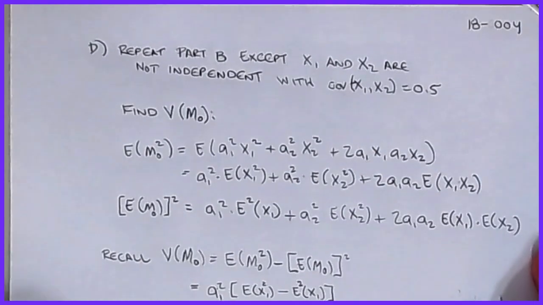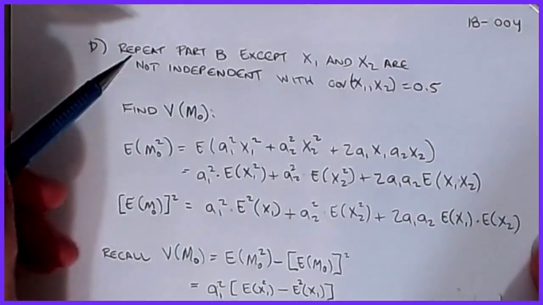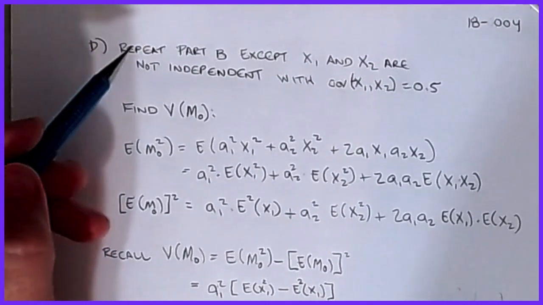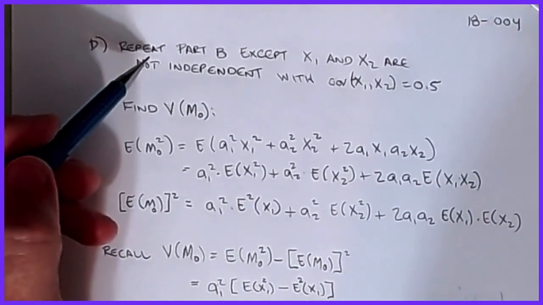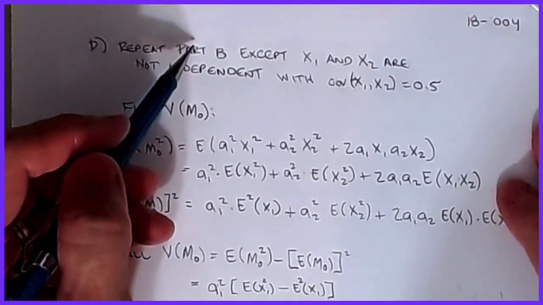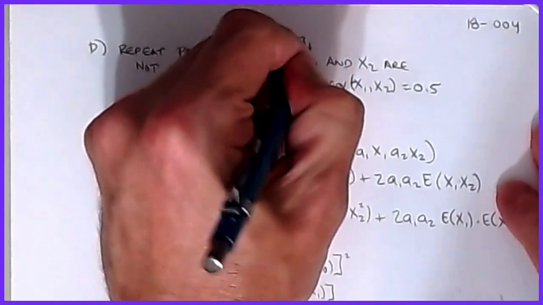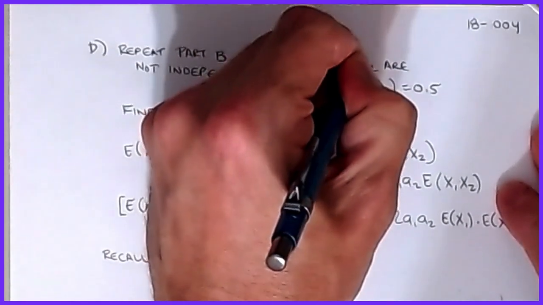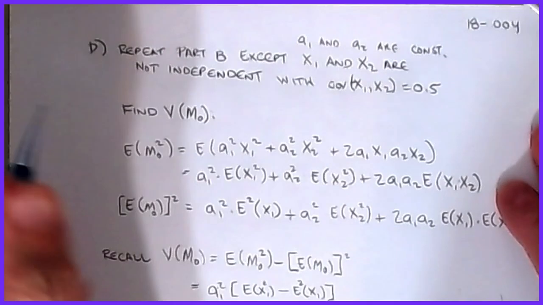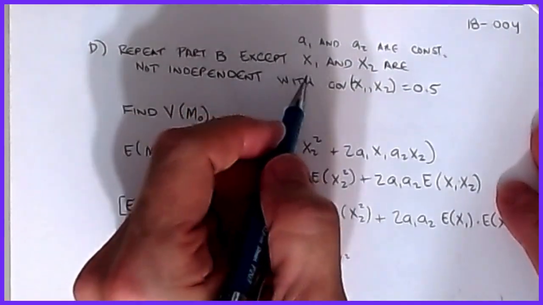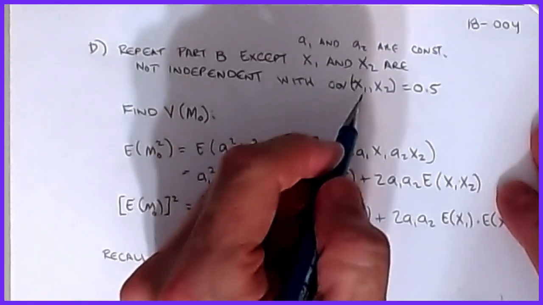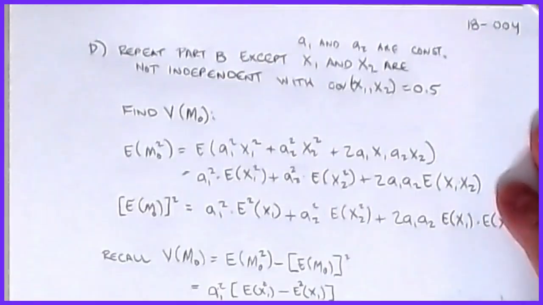Now let's ramp it up a notch. The last piece we're going to look at is to repeat the probability calculation that we just did, except now a1 and a2 are constant again, with the same values as before. And x1 and x2 are no longer independent, but rather they have a covariance between them in the amount of 0.5.